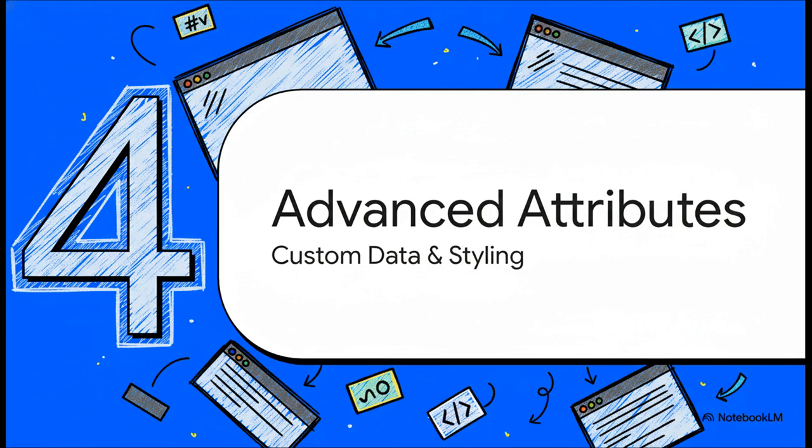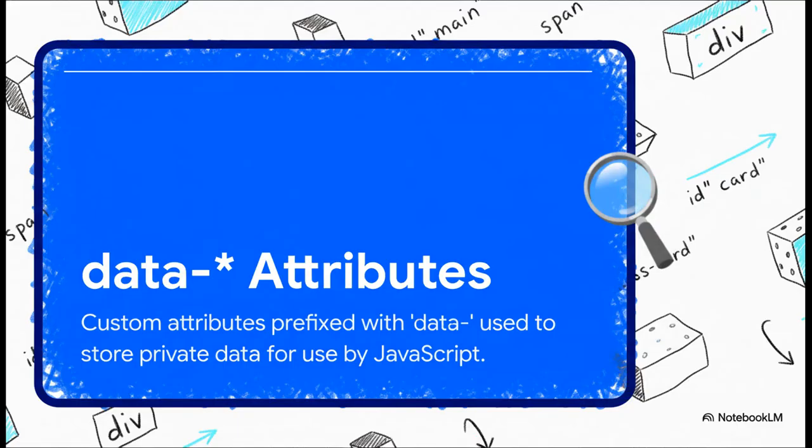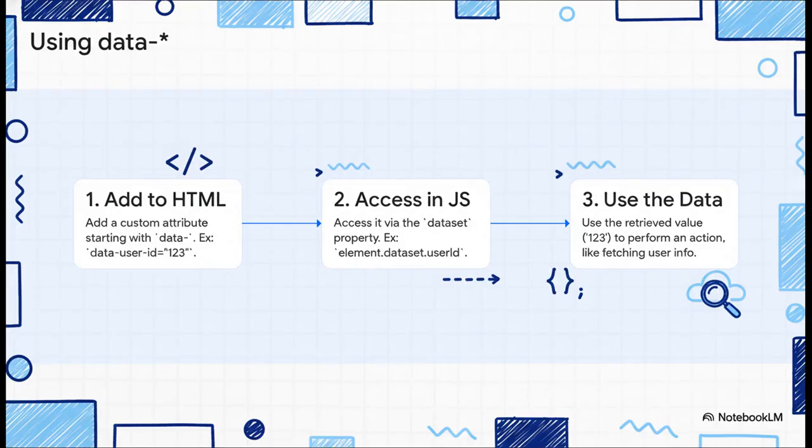Now let's level up and look at two more advanced attributes that give us even more fine-grained control over our elements. Sometimes you need to store a little piece of extra information on an element. It's not for styling, it's for your JavaScript code to use later. That's what data attributes are for. They're basically like hidden sticky notes you can attach to an element, holding custom information that your scripts can read whenever they want. The whole process is really simple.